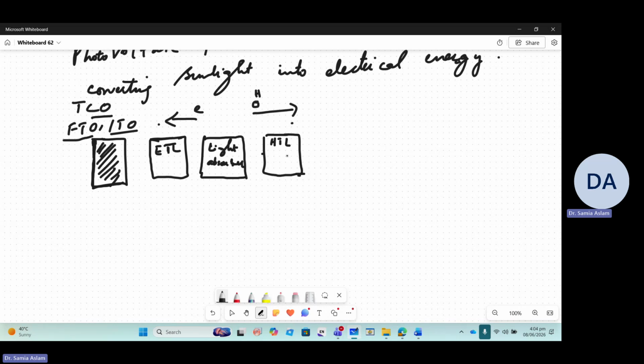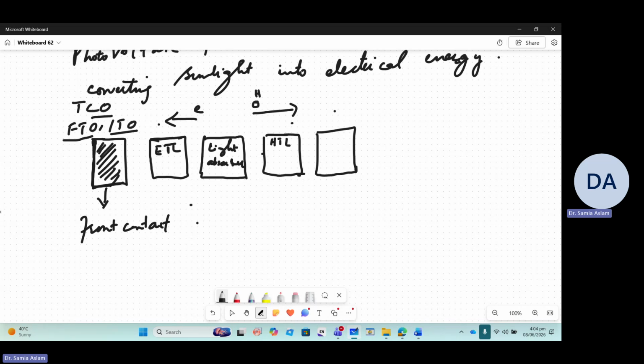Then after that, this is a metal contact, we call it the front contact. This is the front side of the cell. And this is the back, which is kept in sunshine, or which is exposed to sunlight.